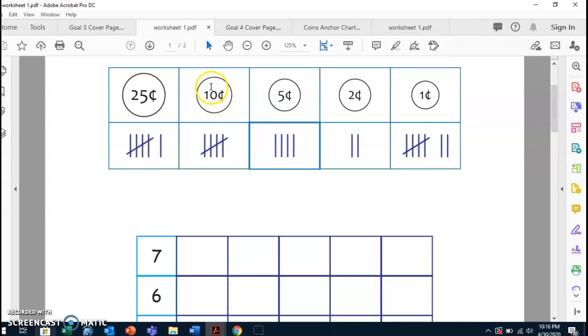How many 10 cents? How many dimes? 5 dimes. How many nickels? 4 nickels. 2 cents? 2. How many 1 cent? Pennies. He had 5, 6, 7. So you could put the numbers here: 6, 5, 4, 2, and 7.